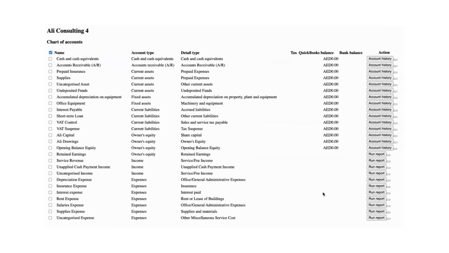So you need to submit this one. Okay. This is actually our chart of accounts. As you can see here, we have the name, the account type, the details. Okay. The balance should be 0 because we don't have any transactions yet. We don't record our transactions.